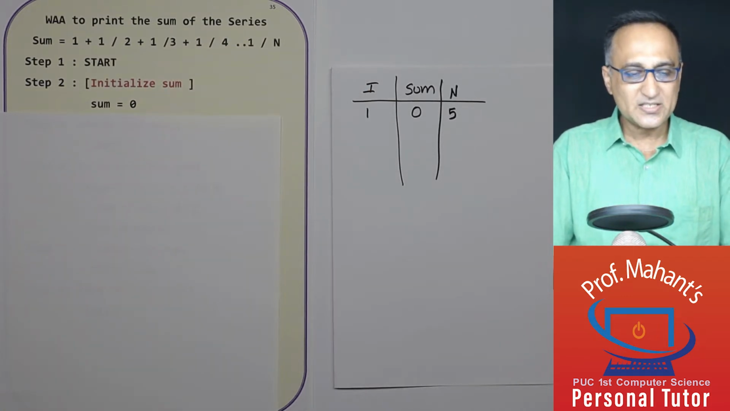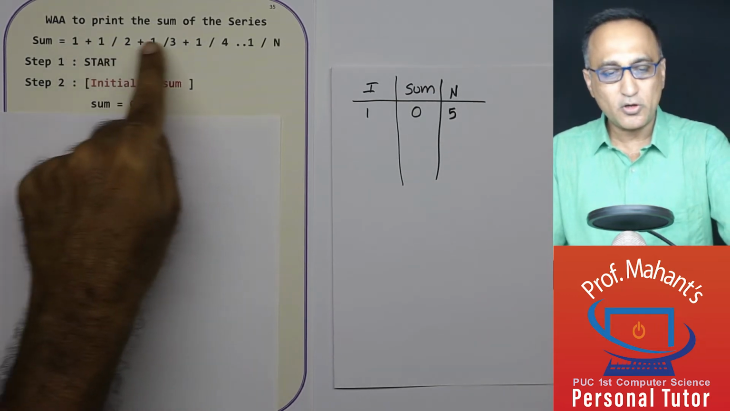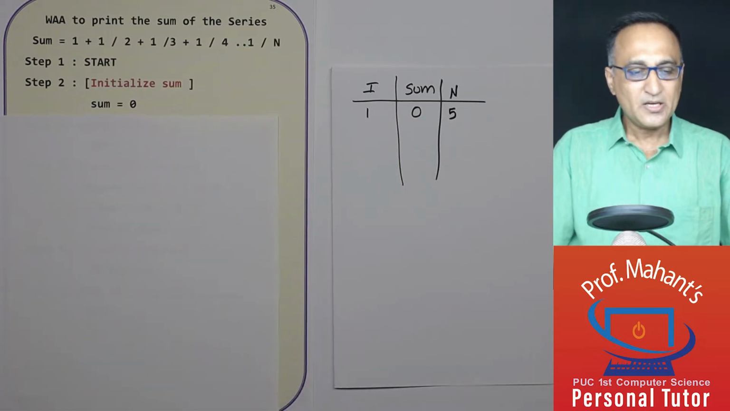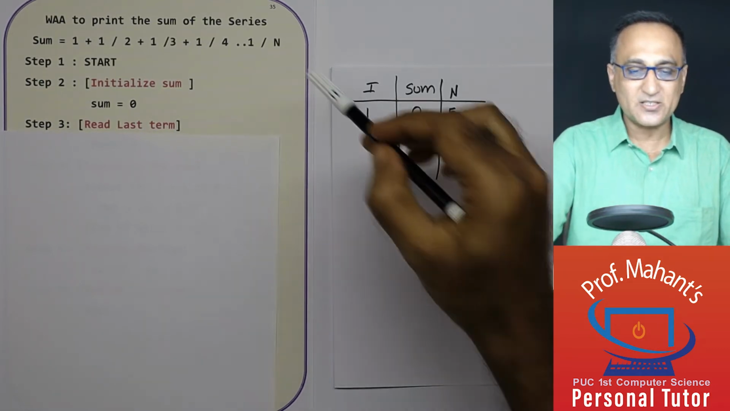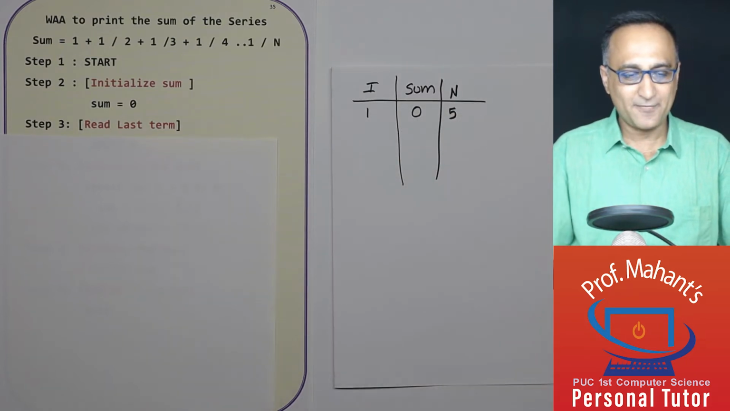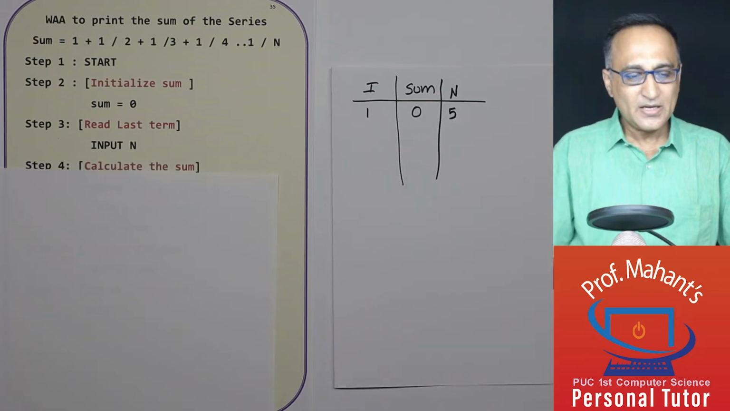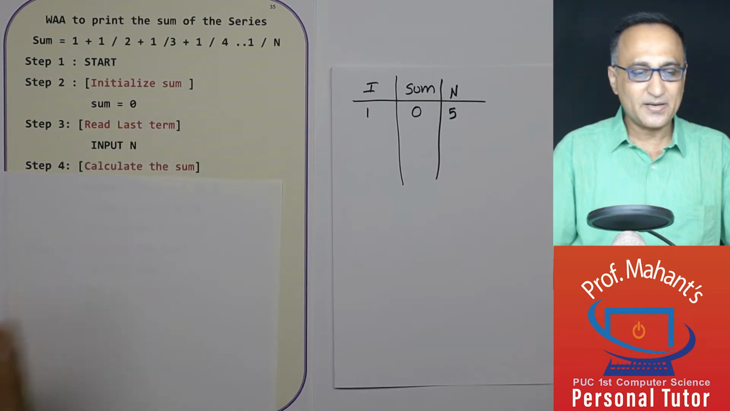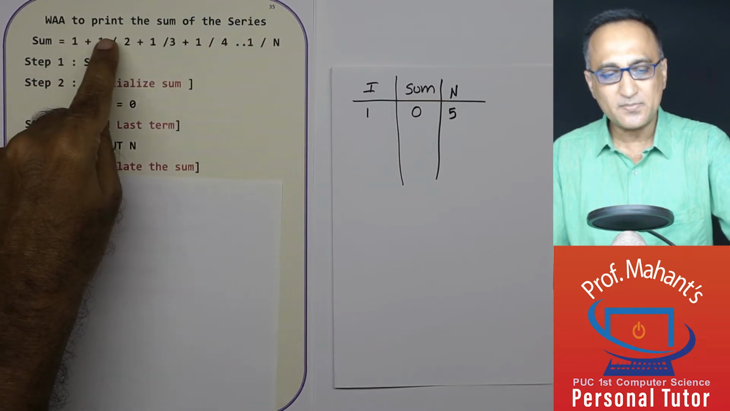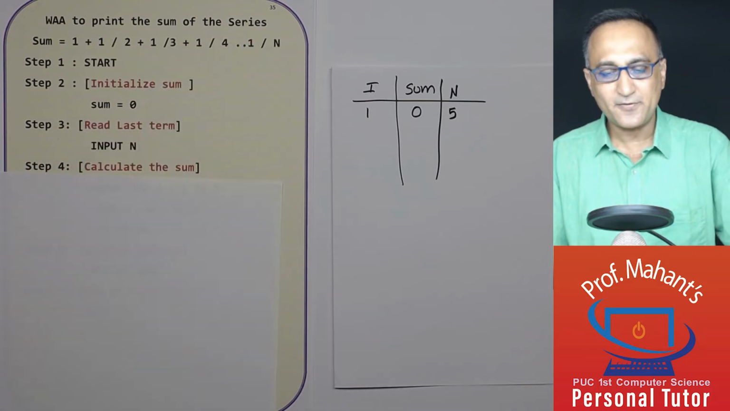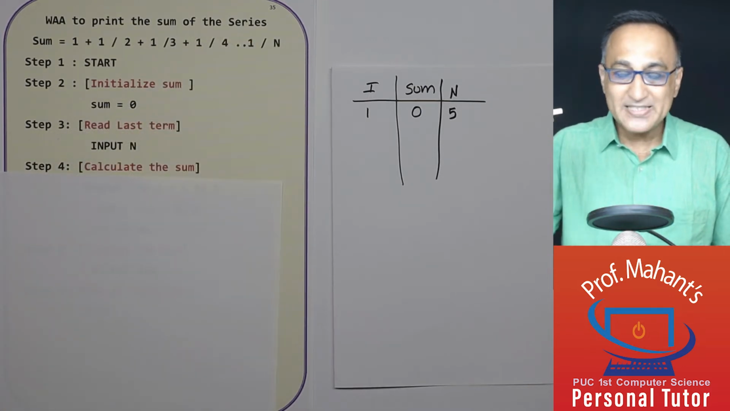Step 1 is start. Step 2 is give the value of sum as 0 because all these are going to be added to sum. In step 3, I need to read the value of n. Let us say I read the value of the last term, n, as 5. So I say input n is 5. Now I need to calculate the sum of all these terms: the first term, second term, third term, fourth term and fifth term.